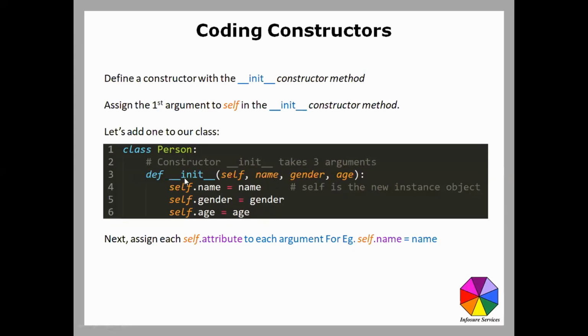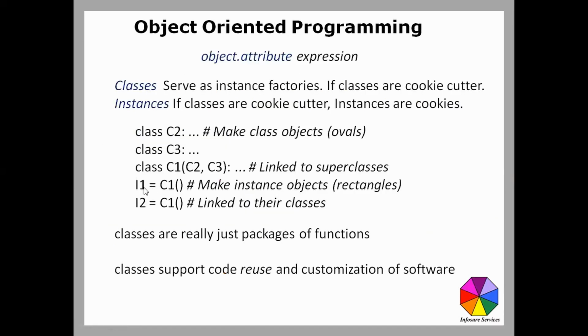So what this whole function does is initialize the object, the object which gets created. Earlier we created L1 equal to C1, so this is the object. L2 is another object.